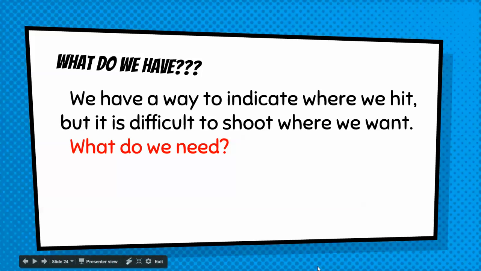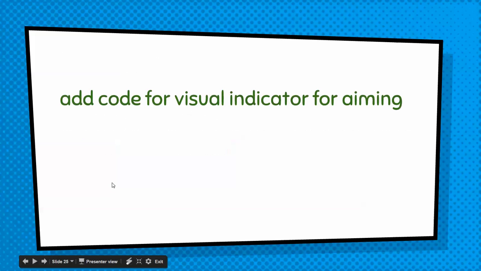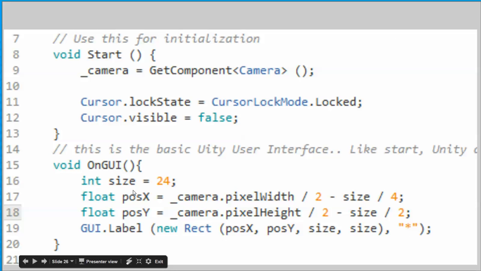But what do we need now? We need a way to aim. So we're going to add some more code. This is Ray Shooter. We already had this camera code, but now we're going to lock the cursor. This is going to cause problems, by the way, because it locks the cursor, so you can't click on anything outside of the program. But we'll talk about that in a second.